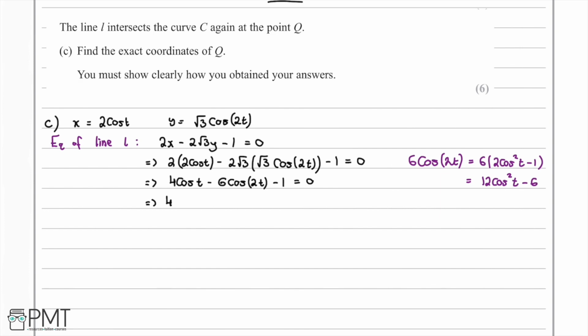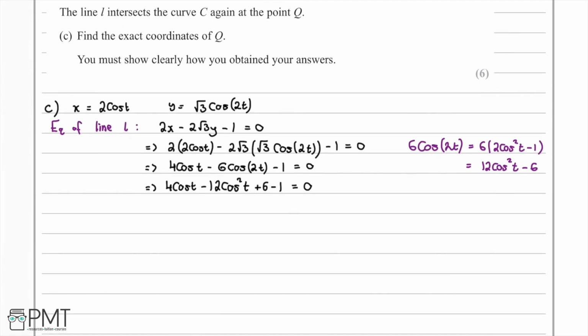So this is going to leave us with 4 cos t minus 12 cos squared t, and then we have this whole term multiplied by negative, so that will then be plus 6 minus 1 is equal to 0. We can see here that plus 6, negative 1 is going to be equal to 5, and to make this slightly easier, we're going to multiply everything by minus 1. That leaves us with 12 cos squared t minus 4 cos t, and then we have 6 minus 1, which is 5. We then multiply by minus 1, which gives us negative 5, and that's equal to 0.